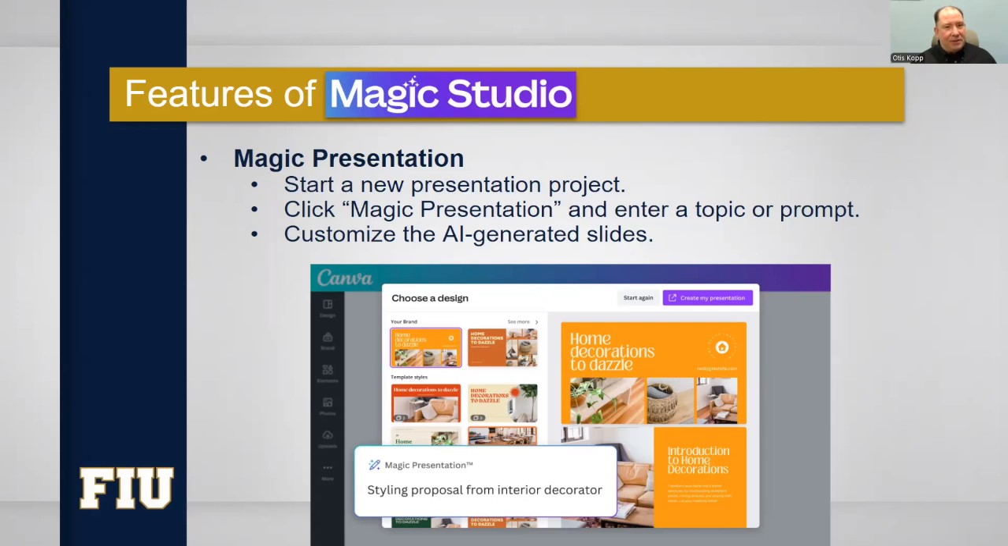So first, you would start a new presentation project, then click on Magic Presentation and type in your topic. For example, as you can see on the screen, a styling proposal from an interior decorator. The AI will create a series of slides with text, images, and layout suggestions. You can even add music, and there's a text-to-speech option, which I think is pretty cool because you can use it to narrate the presentation with an AI-generated voice. And I'm kind of curious to see if any of you will use that option for the presentations that you submit for class.